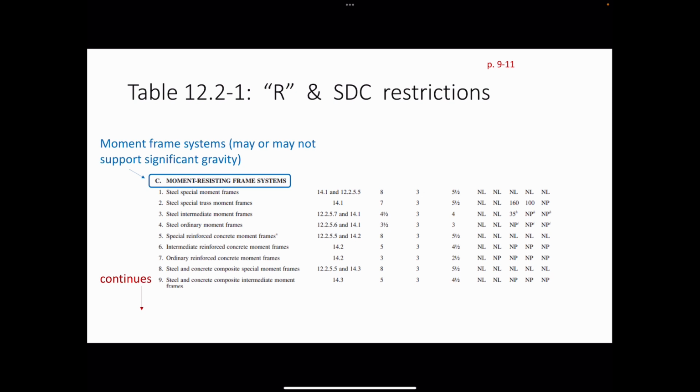And moment resisting frames may or may not support significant gravity. Sometimes they do, sometimes they don't. But regardless, they're all lumped together in this one category, moment resisting frame systems. And you know, everything else is the same.